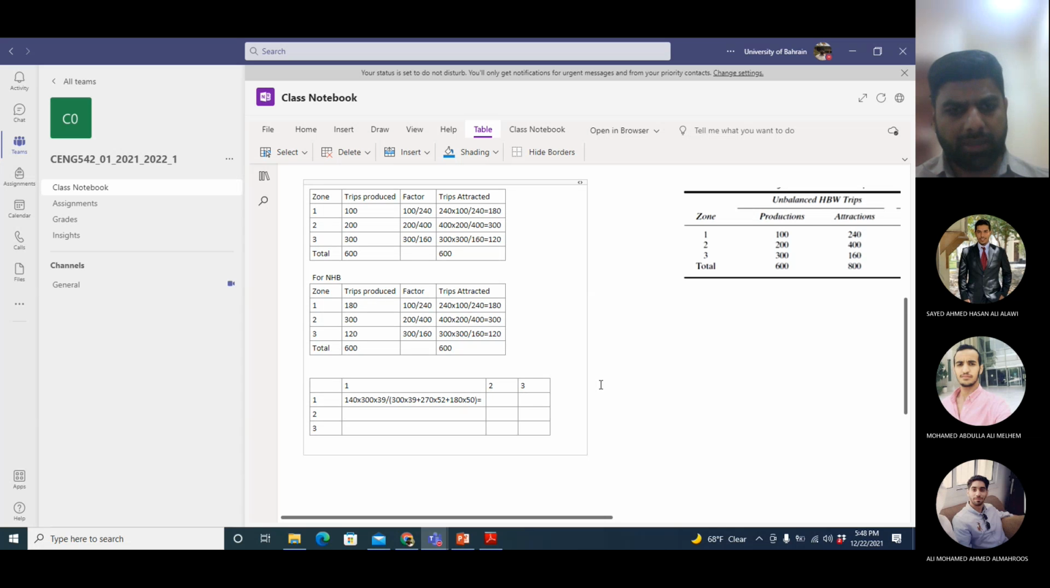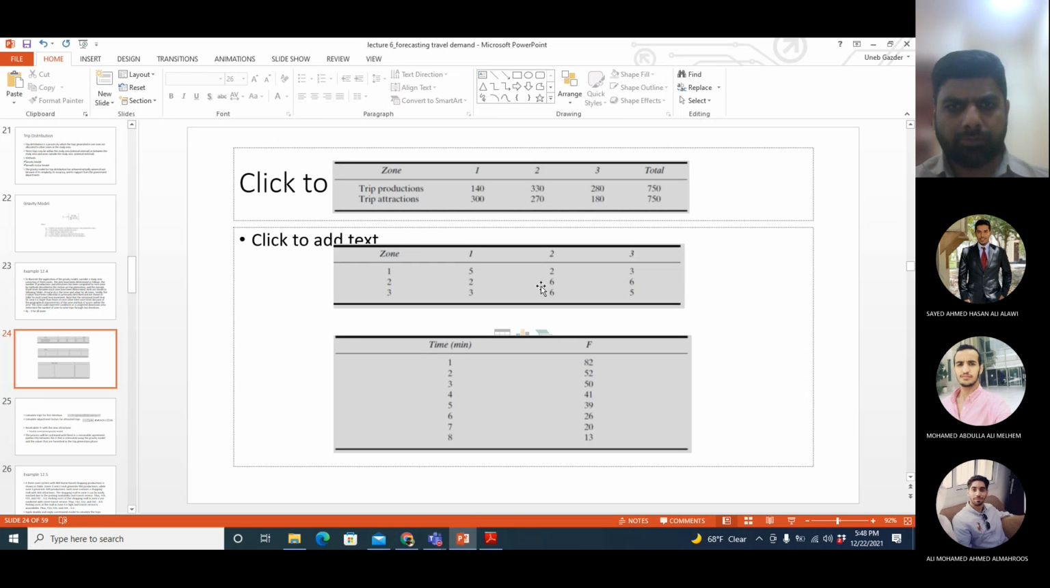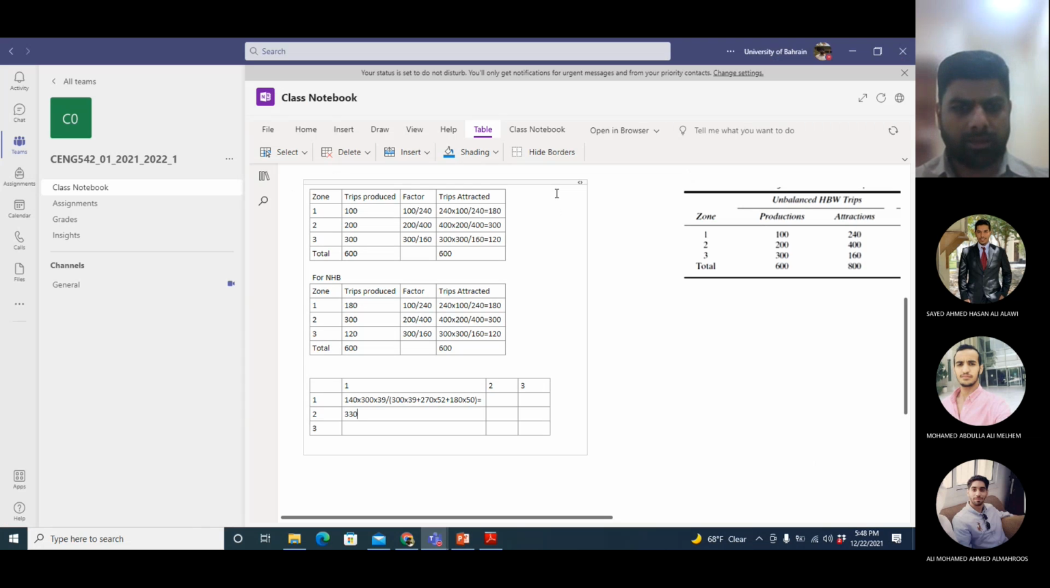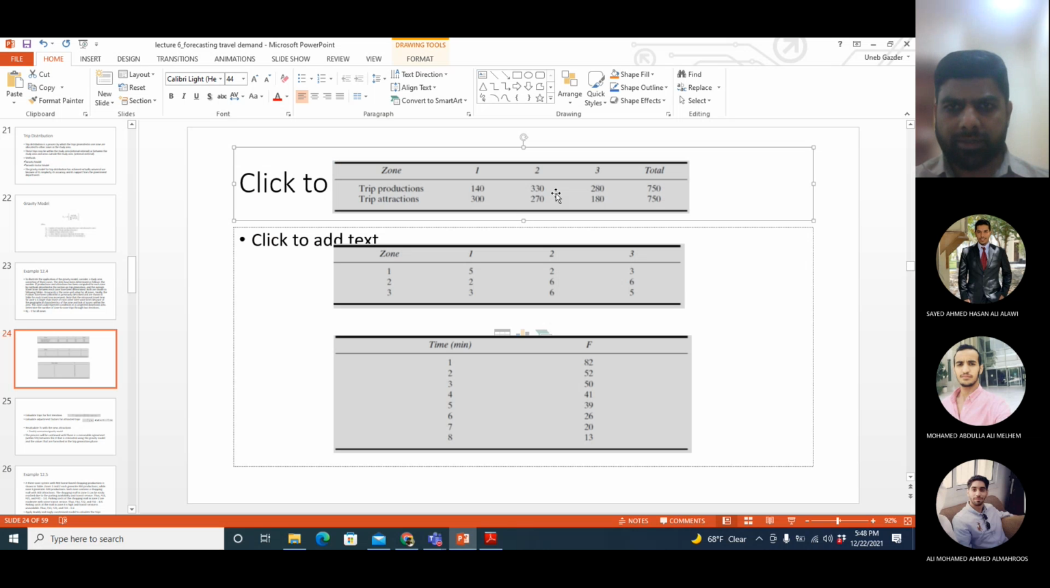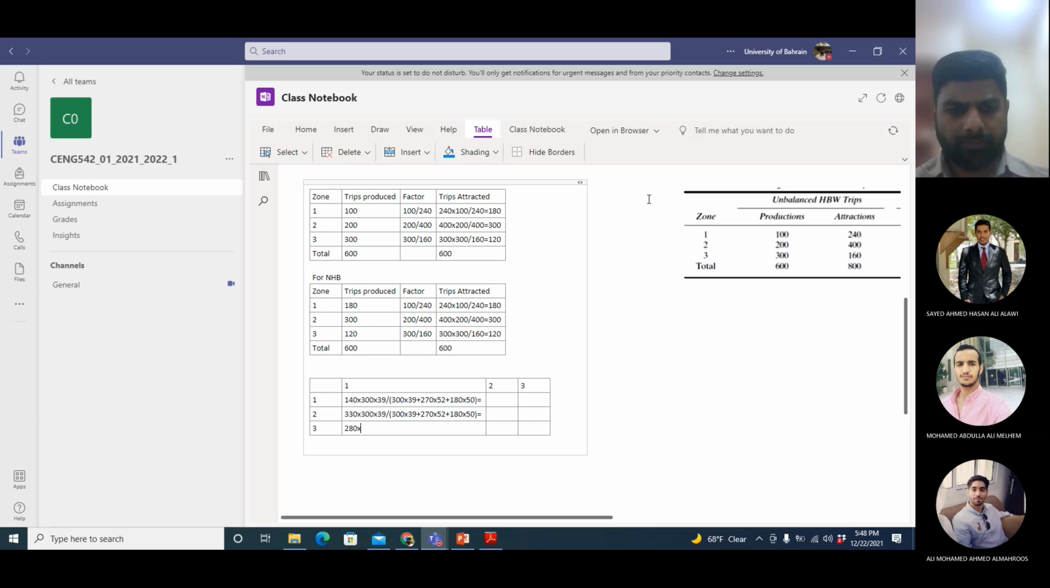And I will do the same thing for trips from zone 2 as well. From zone 2, the trips produced is 330. I'm still talking about zone 1, so this entire factor will remain as it is. And then for zone 3, the trips produced is 280. So 280, and again the entire factor will remain as it is.